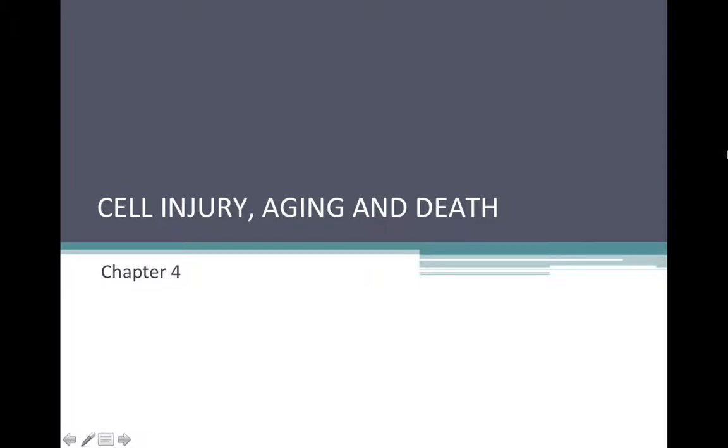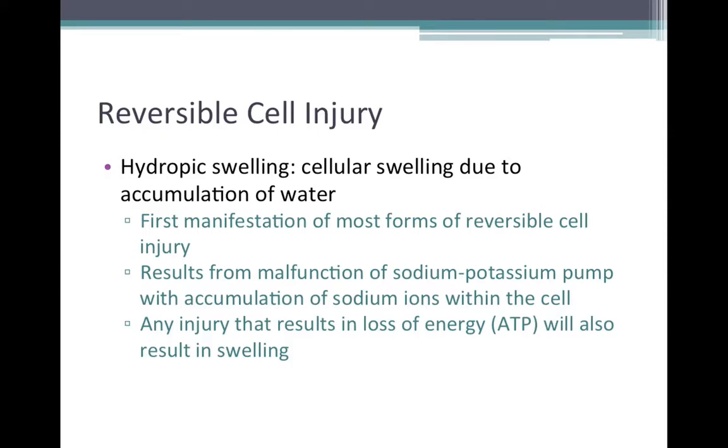Okay, so in chapter 4, we'll talk about cell injury, aging, and death. Now, the first forms of cell injury we'll talk about are the reversible forms of cell injury. And one of the first signs of cell injury that's reversible is something called hydropic swelling.